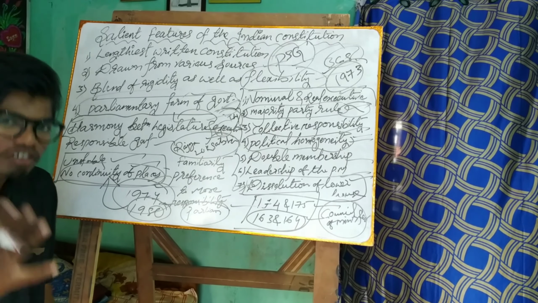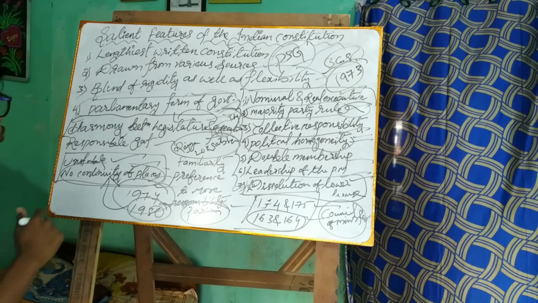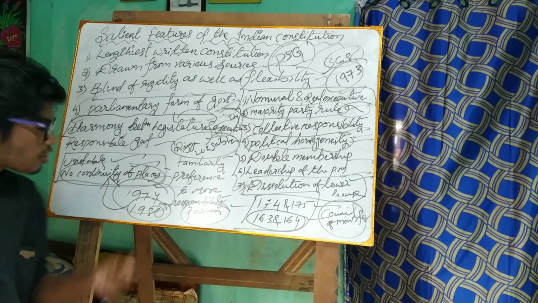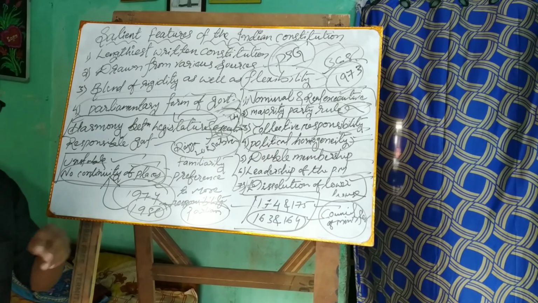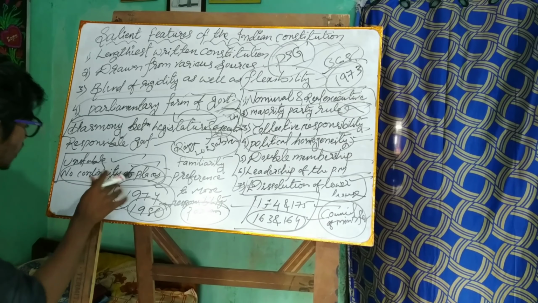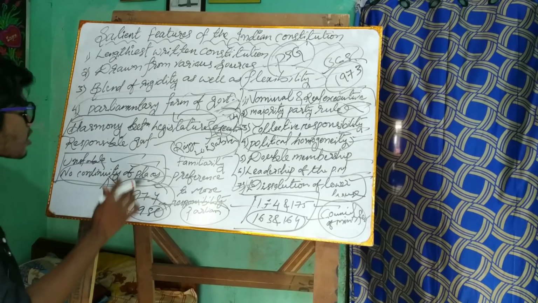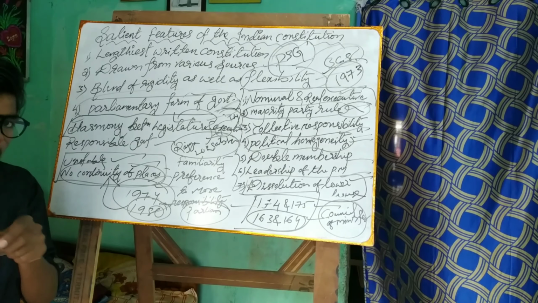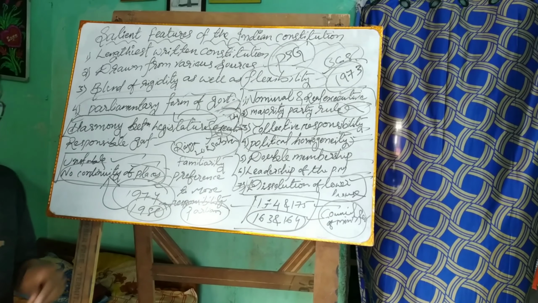So if you look at the merits of the parliamentary system of government, you have harmony between the legislature as well as the executive, it is a responsible government, and there will be a wide representation as well, preventing despotism. But if you look at the demerits, you have instability as well as no continuity of the policies. These are the demerits of the parliamentary system of government.